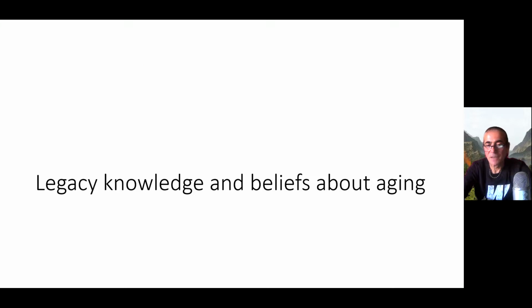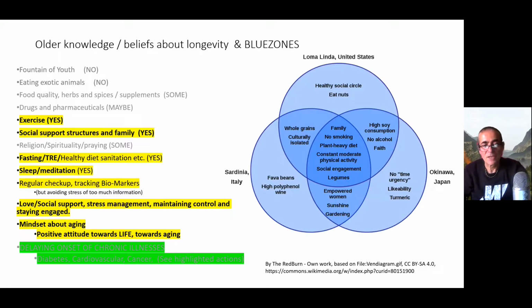So, legacy knowledge and beliefs about aging. Many centuries ago, people were thinking there must be some fountain of youth. You could eat exotic animals, you could live longer, other ways of living longer. Those are all, of course, incorrect claims. Food quality, herbs and spices and supplements, to some extent, are important, but as long as you have enough vitamins and basics, you're not going to be living longer because you keep eating this or that. Most likely, you will live longer by not eating, doing some fasting and some exercising. And again, this is my opinion. You should talk to your doctor about these things.